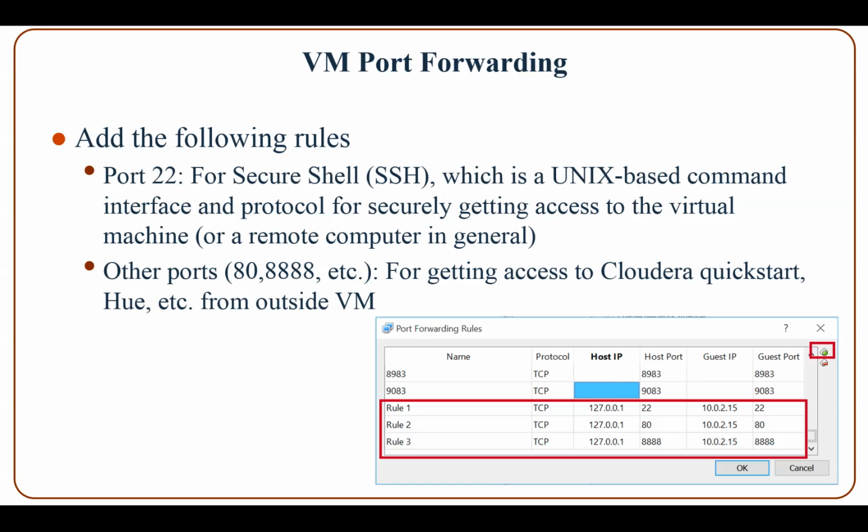Rule number 1 forwards port 22 from the host IP 127.0.0.1 to port 22 at the IP address 10.0.2.15. And this rule is for secure shell, or SSH, which is a Unix or Linux-based command interface and protocol for securely getting access to the virtual machine.